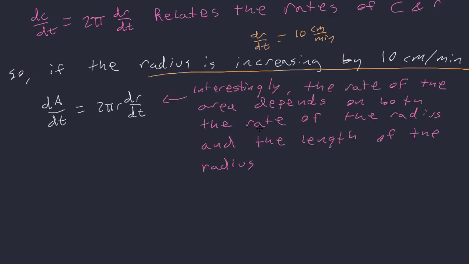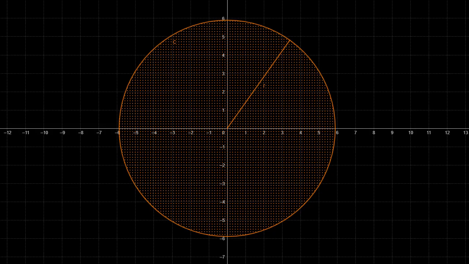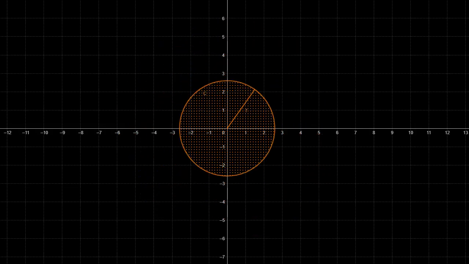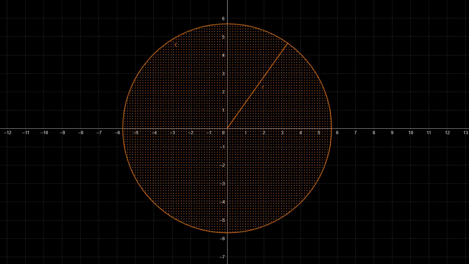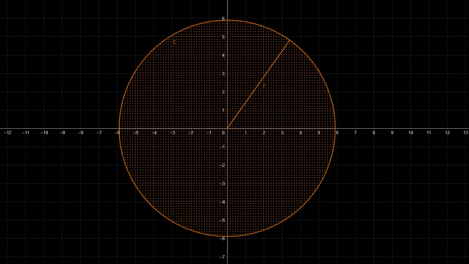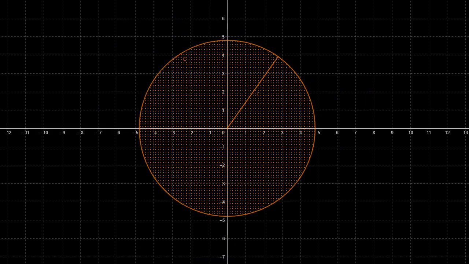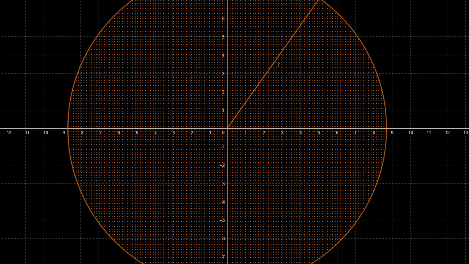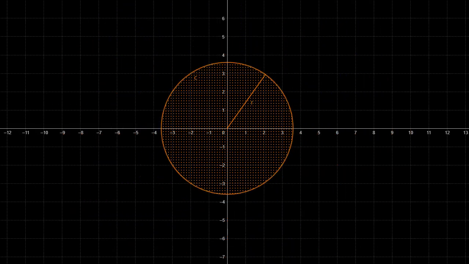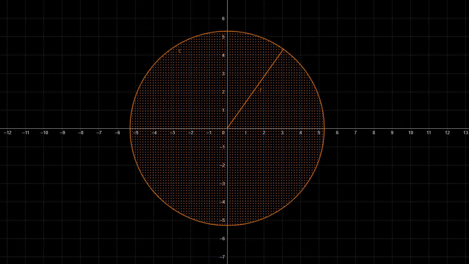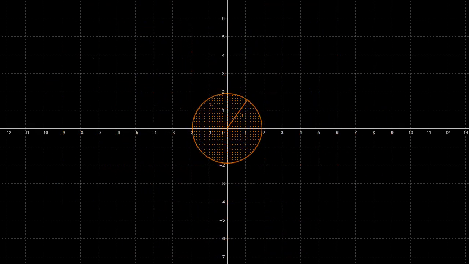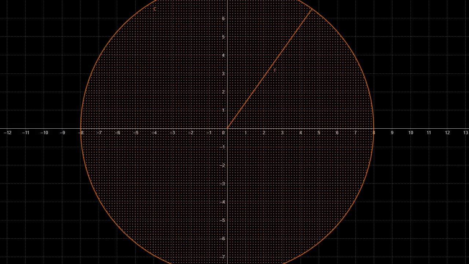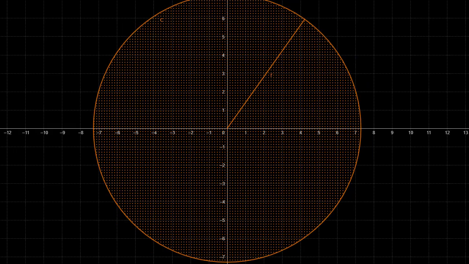That is kind of interesting, but when you think about it in terms of the graph here, as the radius increases, the amount the area increases each second is going to be increasing itself. So how fast the area increases really depends on where the radius is. Is it at, say, 1? Or is it like at 10?